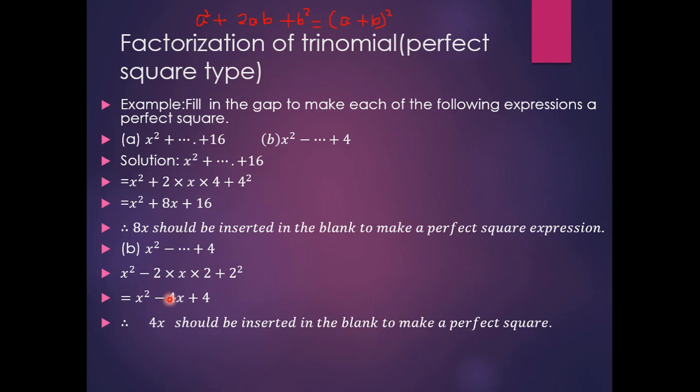So here the formula is a square minus 2ab plus b square will be a minus b whole square. Okay, so using that formula you can make it a perfect square.